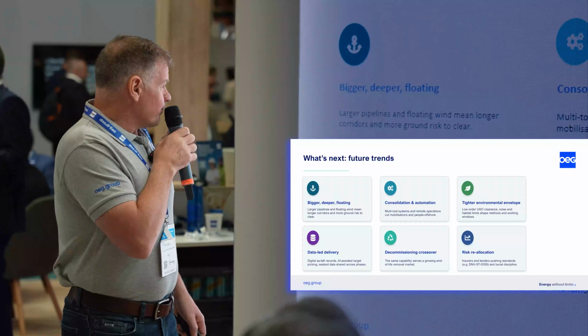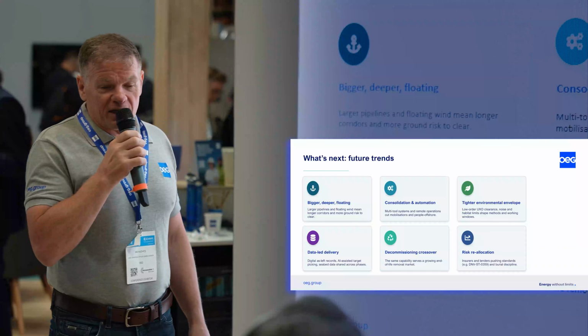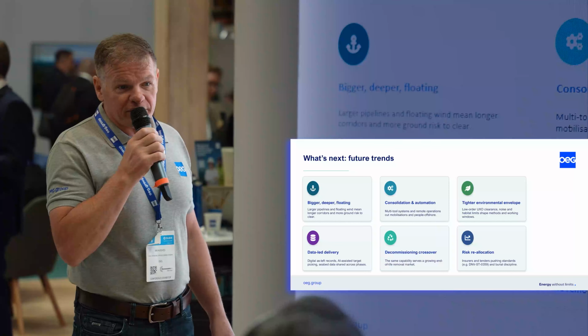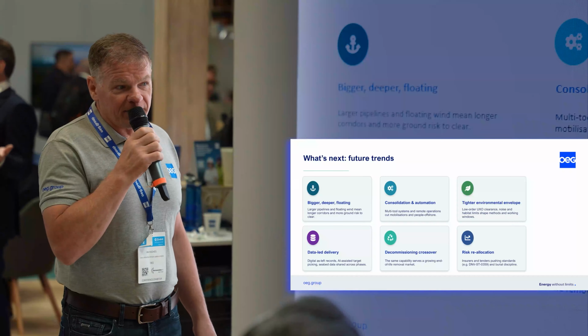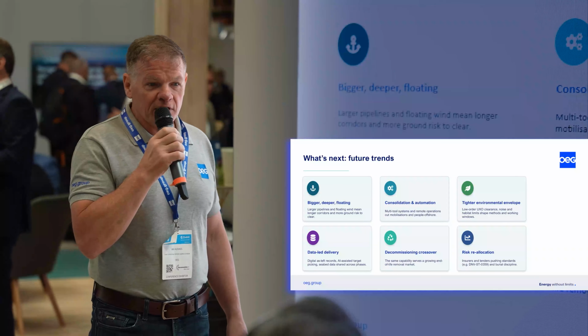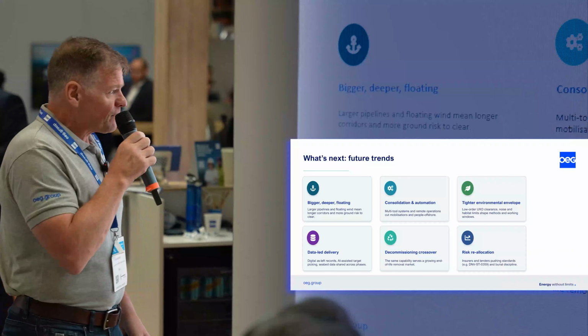What's next? Bigger, deeper, floating, so we're moving that. However, they still need the clearance, UXO needs the clearance. The cables still get laid on the seabed, even on floating wind farms, they still go down and move, and it still has to be cleared.